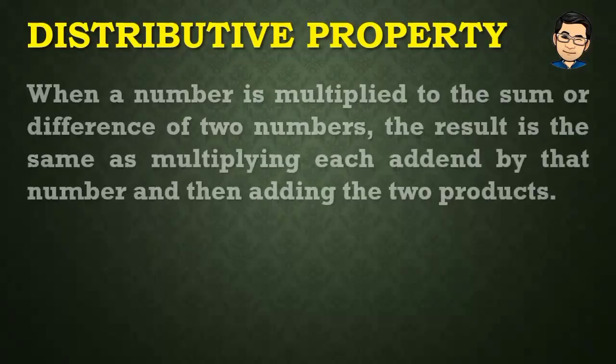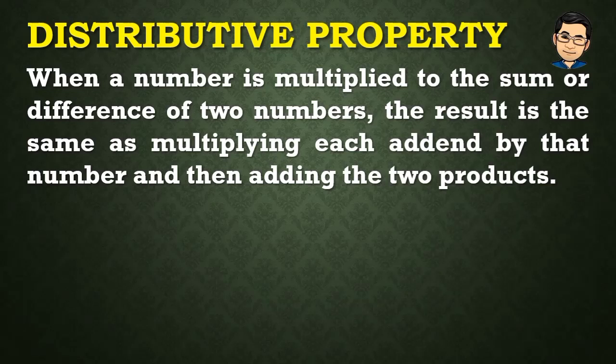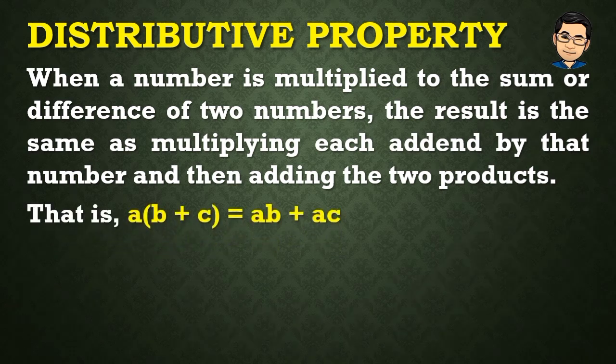So, let's have the next property, which is distributive property. So, when a number is multiplied to the sum or difference of two numbers, the result is the same as multiplying each addend by that number, and then adding the two products. So, para mas malinawan kayo sa definition ng distributive property, so ito po siya. For example, ito. So, itong A na to, for example, number siya. I-distribute itong A na to sa terms na nasa loob ng parentheses. So, A times B, and then A times C. So, A times B, that is AB, i-add sa product ng A tsaka C, which is AC.